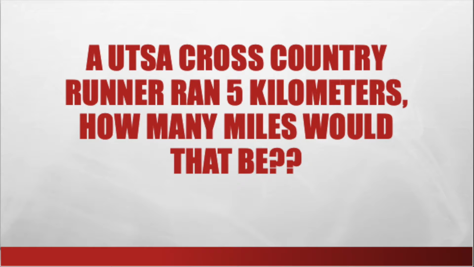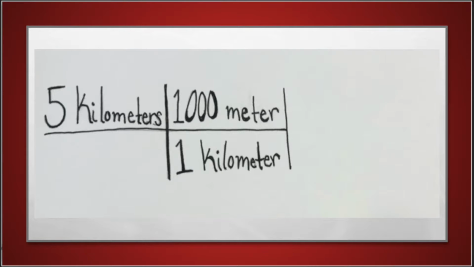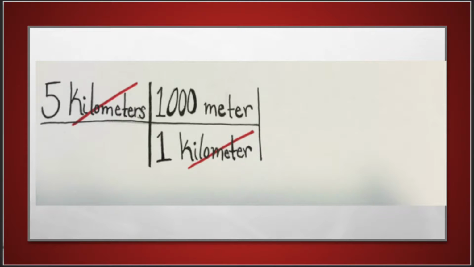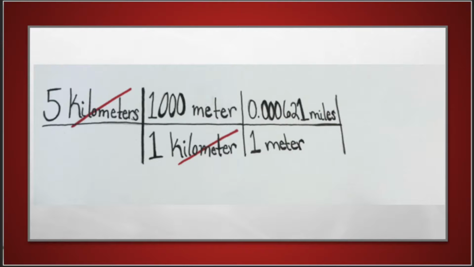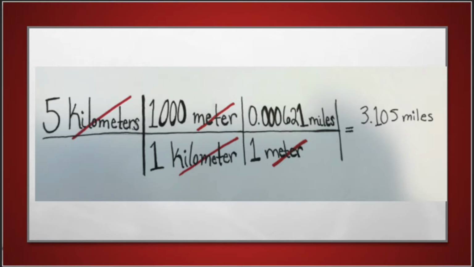For a science-related problem, say we had a UTSA runner who ran about 5 kilometers. How many miles would that be? So our known value is 5 kilometers. For every 1 kilometer, there's 1,000 meters. That allows our kilometers to be canceled out. So I went ahead and looked up the conversion from meters to miles, and this is what was given. That allowed me to cancel out the meters. Once you multiply everything on top, you get 3.105 miles.